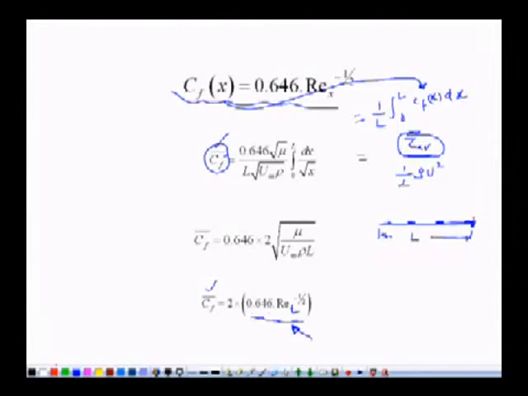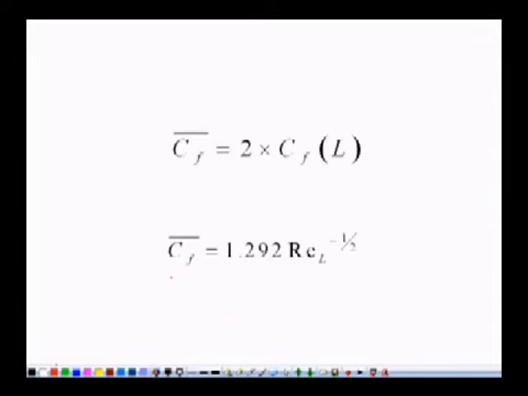So if we can get the local skin friction at the trailing edge and we have a flow in this direction, then the local skin friction coefficient at the trailing edge multiplied by 2 will give us the average skin friction coefficient. The average skin friction coefficient can also be written in terms of Reynolds number as 1.292 Re_L raised to the half.